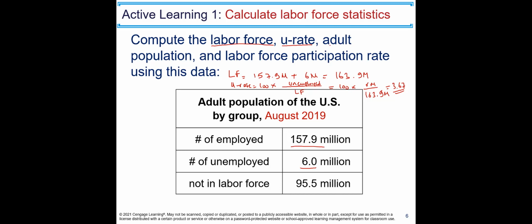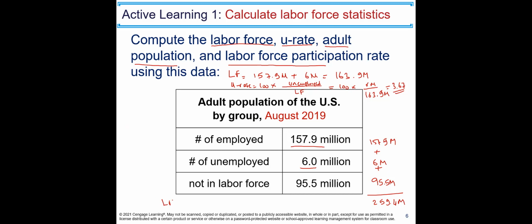And now let's calculate the adult population. The adult population is the sum of all these categories. So we sum 157.9 plus 6 million plus 95.5 million, which is equal to 259.4 million.